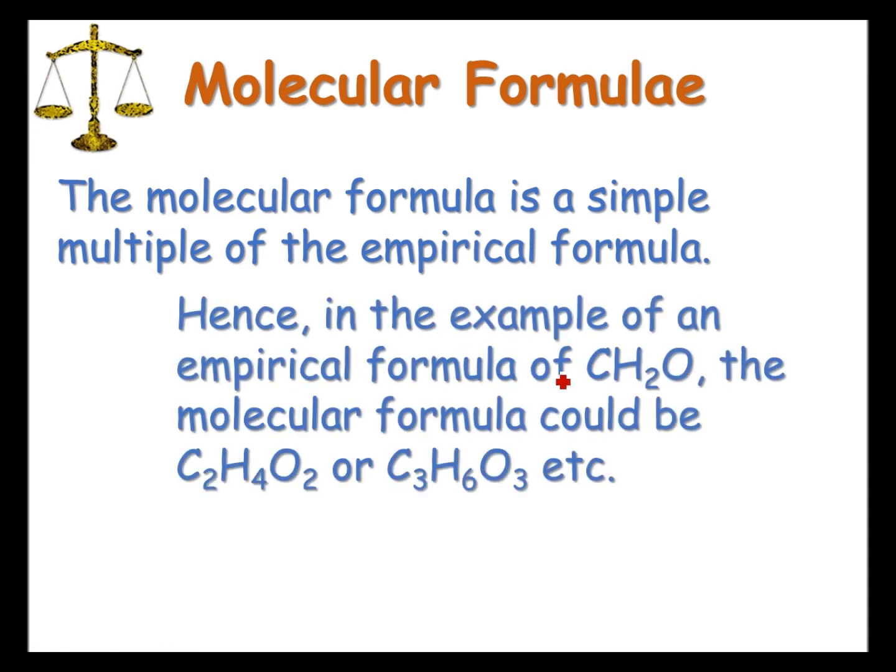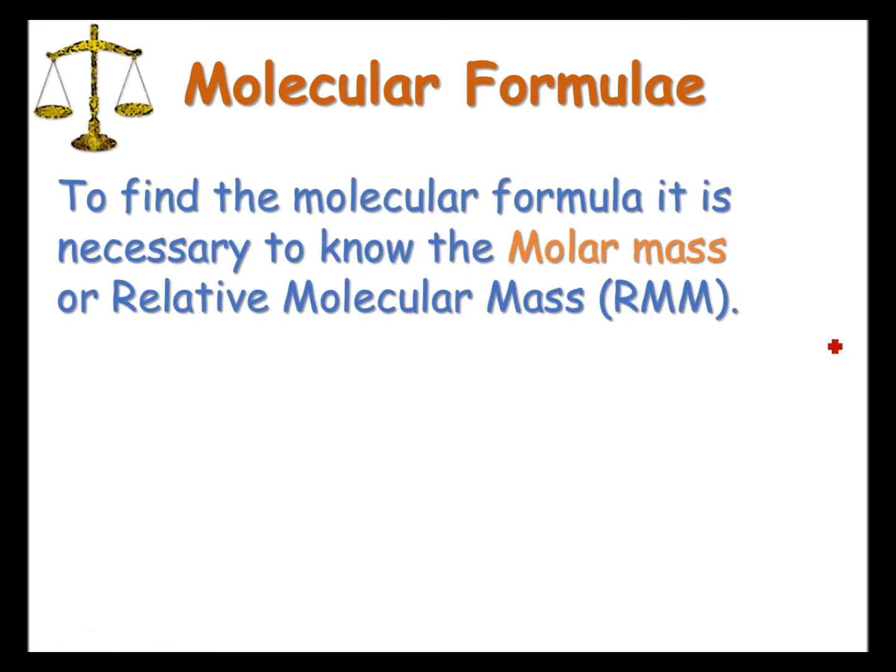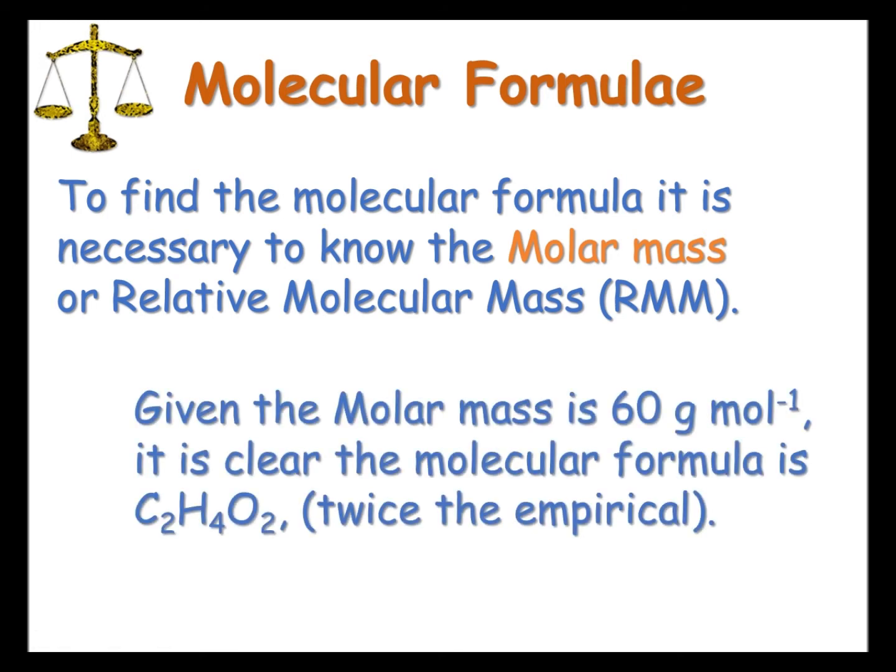Where we had CH2O from before, if you multiply these all by 2, you get C2H4O2, or by 3, it would be C3H6O3. Now, again, we're going to be using the molar mass. It's necessary to know the molar mass, which we also sometimes refer to as the relative molecular mass, in order to find this molecular formula. Given that the molar mass is 60 grams per mole, it's clear that we would have C2H4O2.